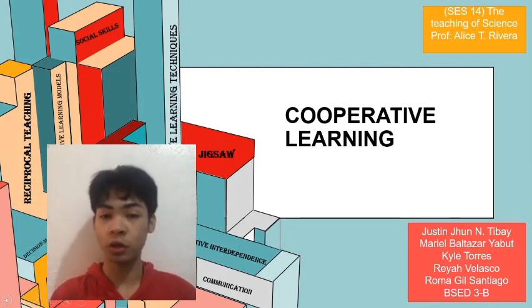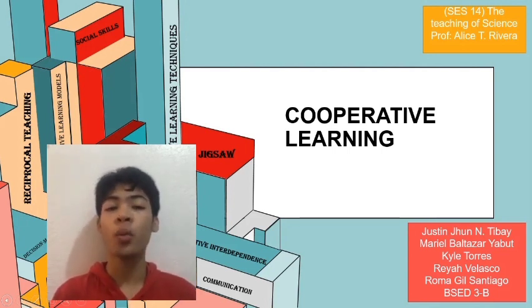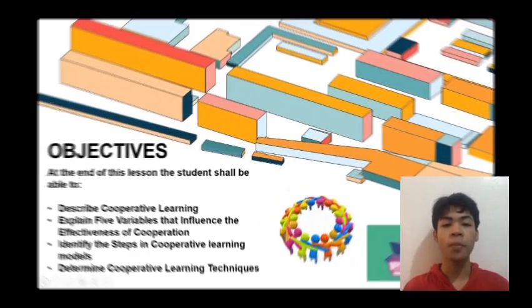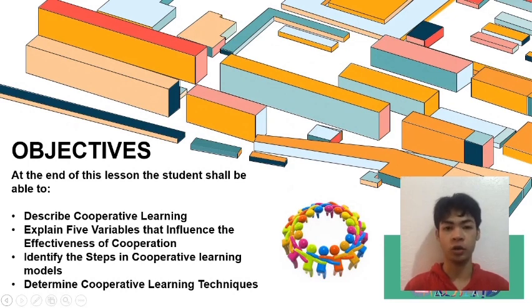So for today's lesson, we are going to dive into a lesson in which you will know more about cooperative learning. But before we start, we shall know first the objective of this particular lesson. At the end of this lesson, the student shall be able to describe cooperative learning, explain the 5 variables that influence the effectiveness of cooperation, identify the steps in cooperative learning models, and lastly, determine the cooperative learning techniques.